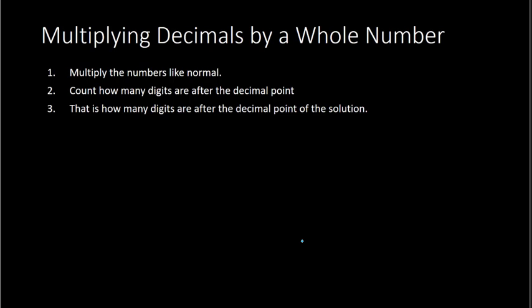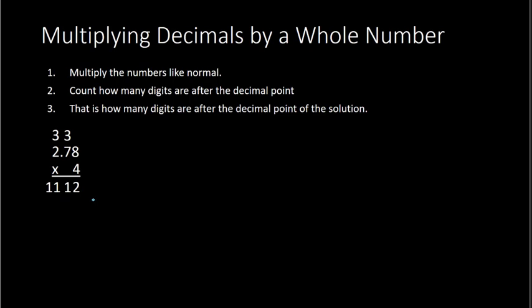So for example, we have 2.78 times 4. So to begin, you multiply like normal. 4 times 8 is 32, so you take the 2, carry the 3. So then 4 times 7 is 28, plus 3 is 31. So we take the 1, carry the 3. 4 times 2 is 8, plus 3 is 11. So the numbers we need are 1, 1, 1, 2.